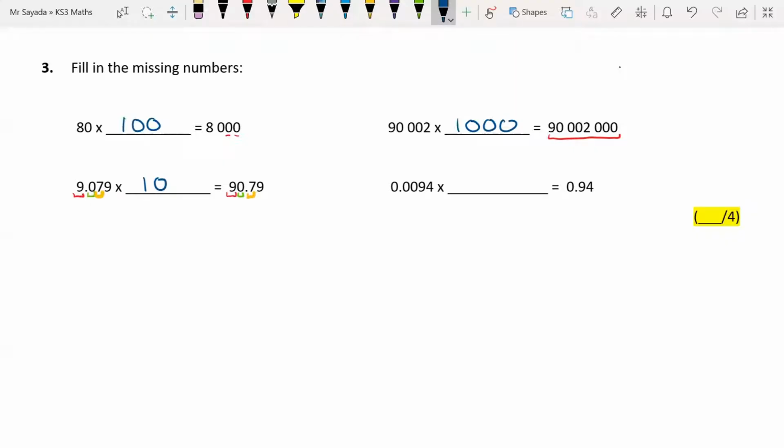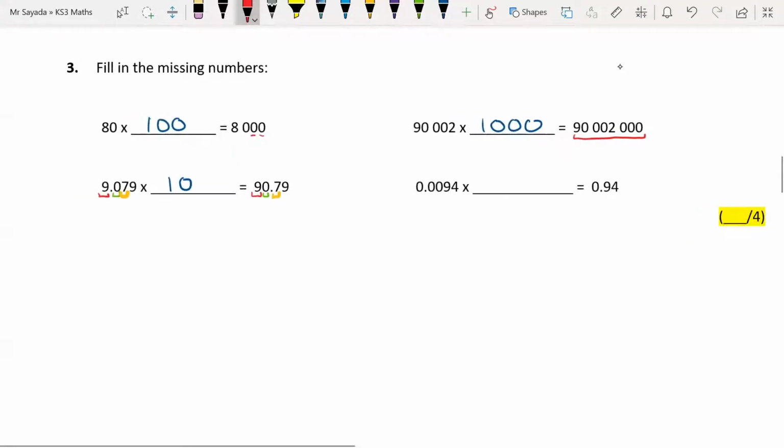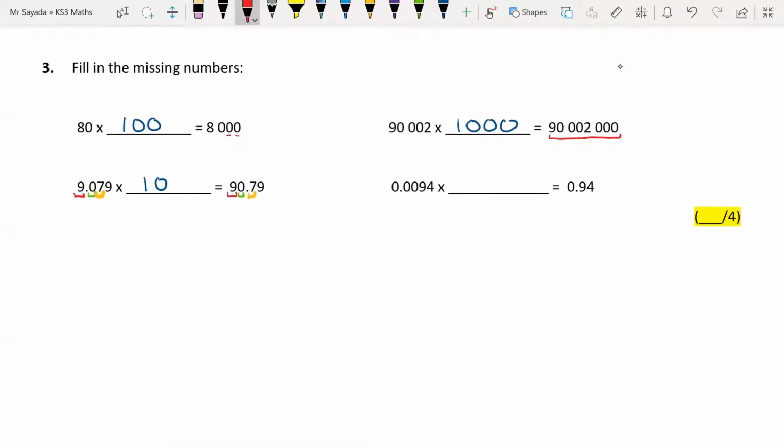Finally, we have 0.0094 multiplied by something equals 0.94. So let's do the same method. Let's just choose one digit. Let's choose this 9 here. This 9 is currently in what place value? Say your answer to the video. It's in the thousandths column, so it's 9 thousandths.